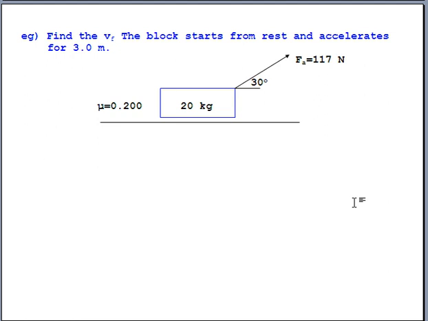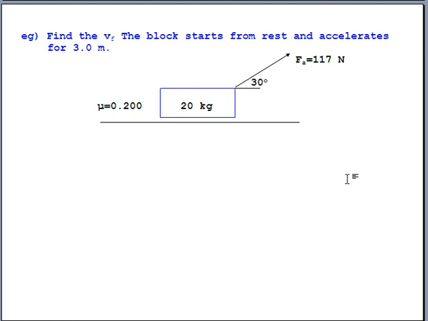So there's this box. It's 20 kilograms. And somebody's pulling on it with like a leash. But look how they're pulling. This 117 newtons is actually not sideways. It's actually at an angle, a 30-degree angle. And that's actually going to make this problem really interesting.